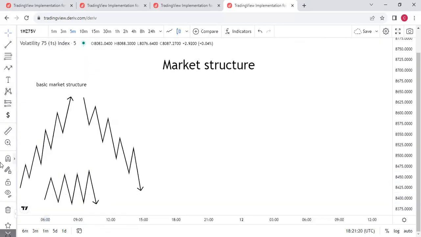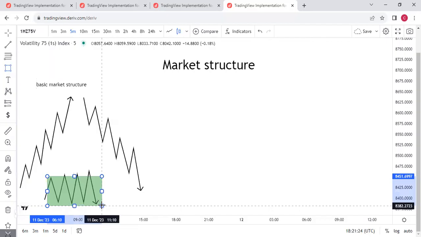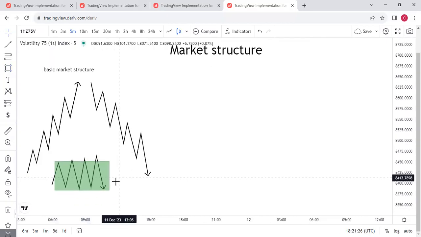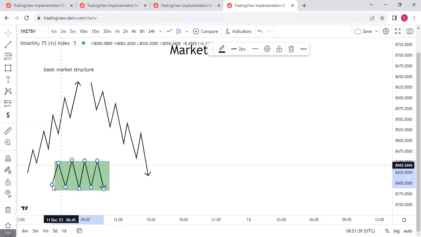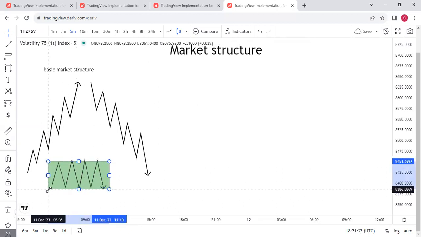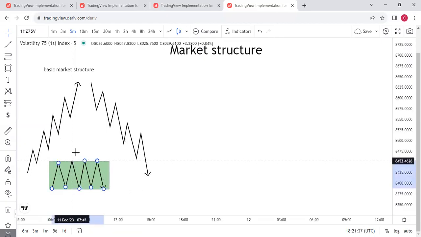And when the price of a particular asset is stagnant, just ranging around a particular price, we call that a ranging market. We call it a ranging market because the sellers are not overshadowing the buyers, and the buyers are not overpowering the sellers. So they have equal ratio.